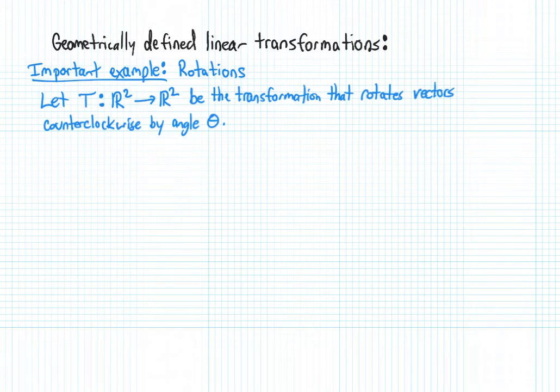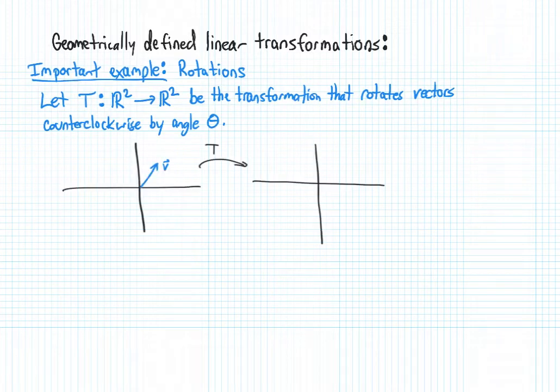So let's say that T is a transformation from R2 to R2, which rotates vectors counterclockwise by angle theta. So that means that it keeps the length the same, but it just rotates them. So let's say if I pick some random vector v in the domain, you get T of v just by rotating v by theta. So I claim that this transformation is linear, and I actually don't need to do any calculations to prove it. I can prove it purely using geometry.